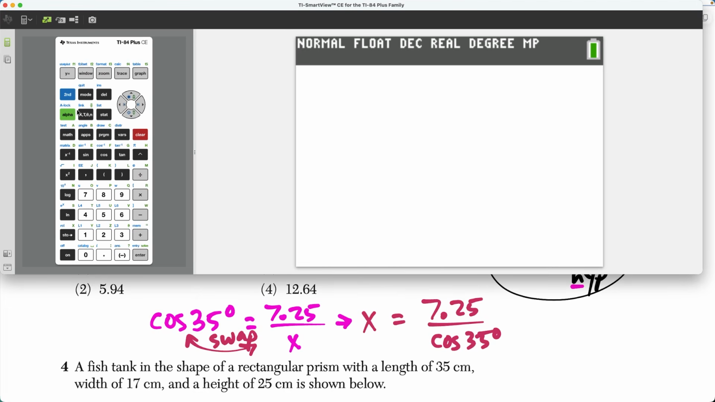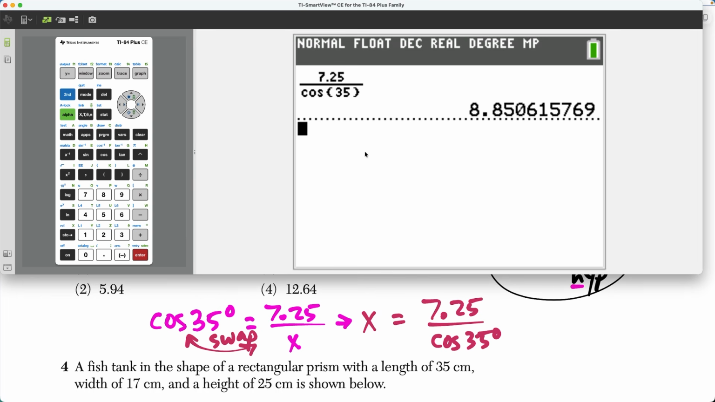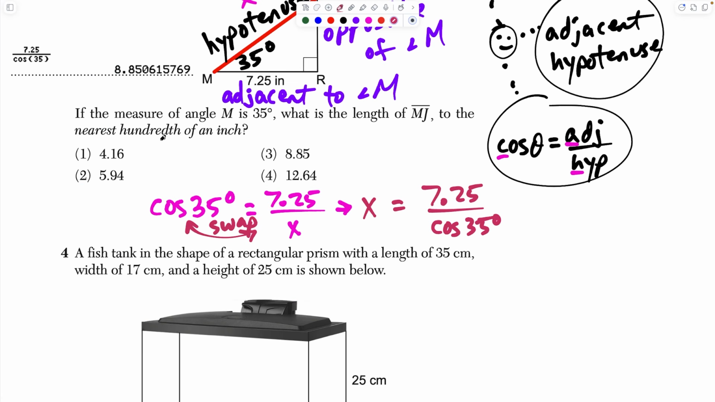If you have a new calculator, you could just press alpha x. And then we have 7.25, and we're dividing by cosine of 35 degrees. So cosine of 35, we press enter, and we should have 8.85. So once again, we're rounding to the nearest hundredth of an inch. So we're going to say here x equals 8.85.